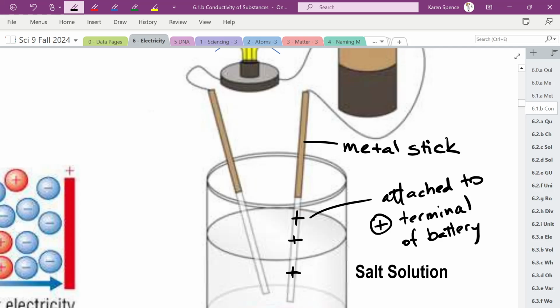What charge is this metal stick going to be? It's going to be negative because it's attached to the negative terminal of the battery.